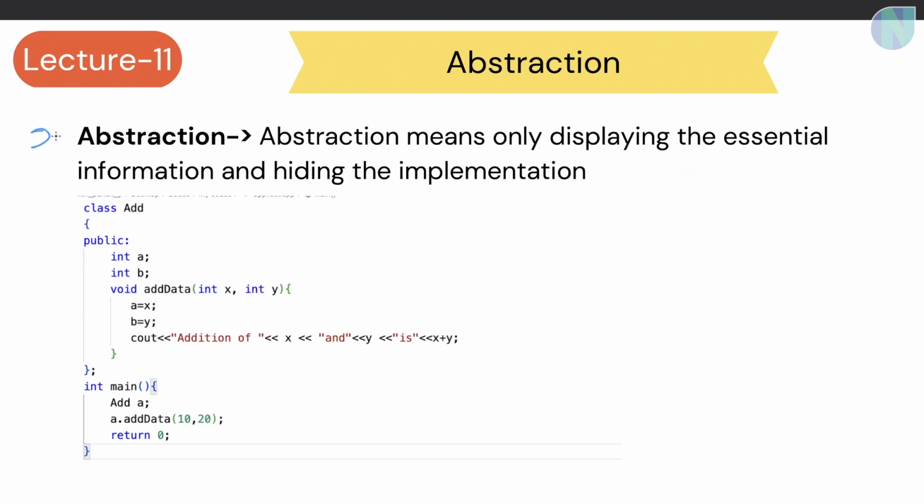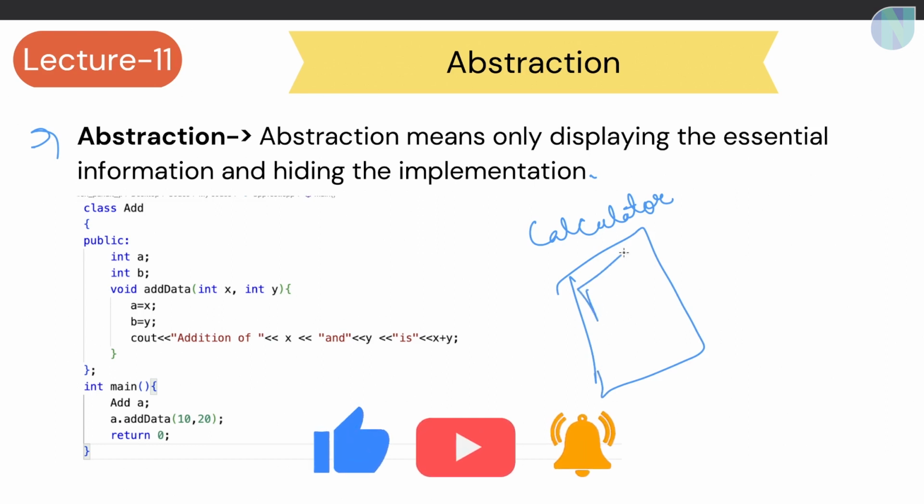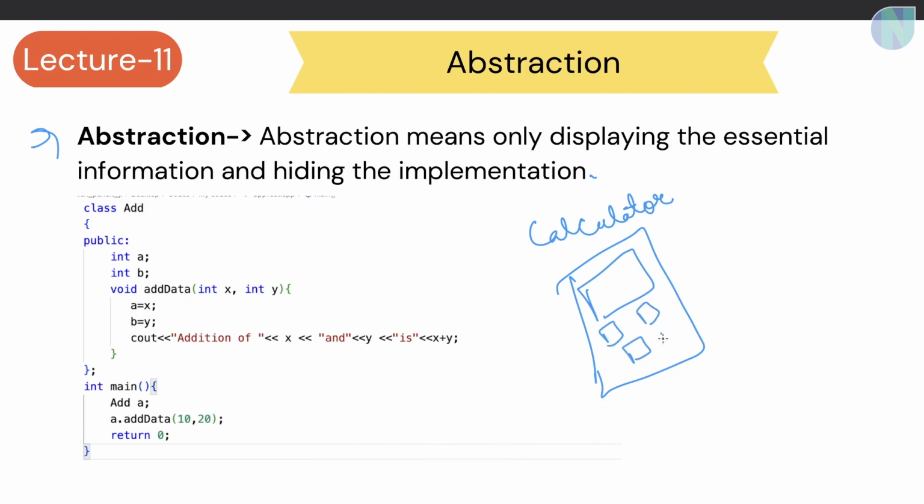So the first thing here is the definition of abstraction. Abstraction means only displaying the essential information and hiding the implementation. Now what does this mean? Consider I am having a calculator. Sorry for my very bad handwriting. It has some buttons, consider 1, 2, 3, 4 and some symbols like plus, minus, multiply, divide, everything.